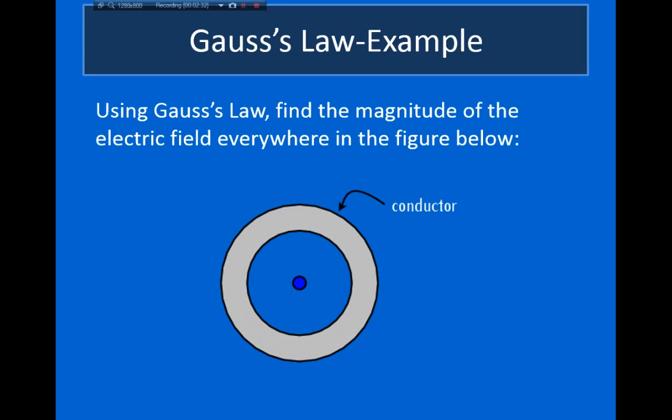So let's go ahead and look at a more complicated example. So here I have a point charge that is placed inside a hollow conducting sphere. So this is a conducting sphere. It's made out of a metal and it's hollowed out inside. And I've placed a charge inside this. And what I want to do is calculate the electric field everywhere. So I want to calculate the electric field inside this thing, inside the conductor, and then outside of this whole thing.